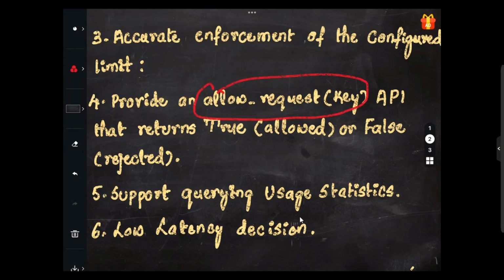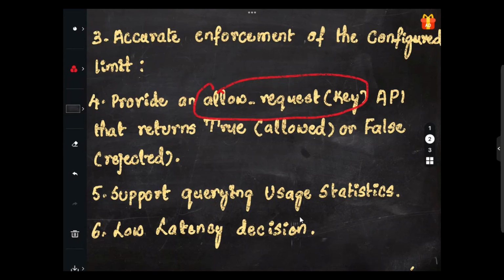Why a low latency decision here? Whenever we have low latency, it is suitable for high throughput. So we basically have to go with a low latency decision. So this is about the functional requirements.